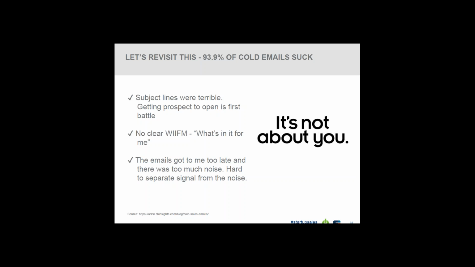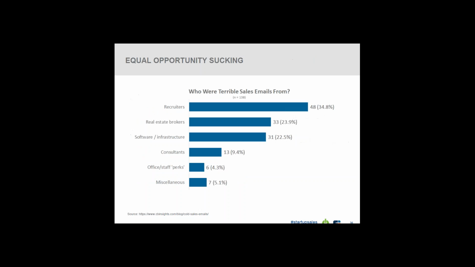A lot of the things that I saw in the 147 emails that we received were all about the service provider or what they do. And that's not what I'm thinking about, right? I'm thinking about problems that we have with our business. And then finally, the point we've been talking about earlier: the emails got to me too late. There was too much noise. It was hard to separate signal from the noise. I actually went in and saved all those emails because I wanted to understand them, but most folks don't do that. They just delete, right? So even if you have a great, compelling product or service, you're hitting somebody up at really a bad time. That's one of the big challenges.